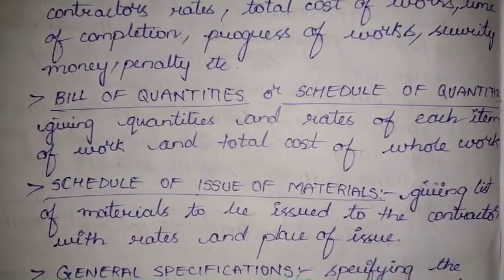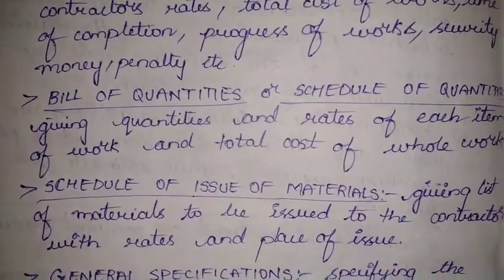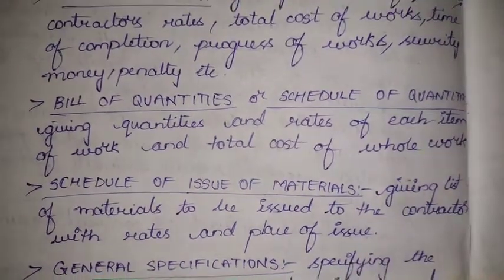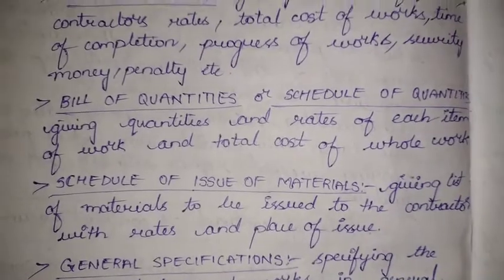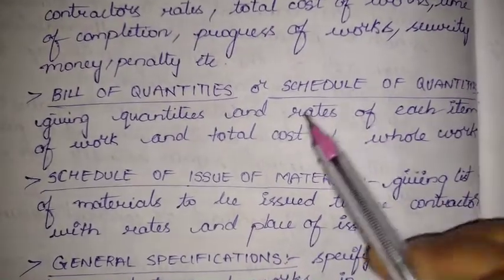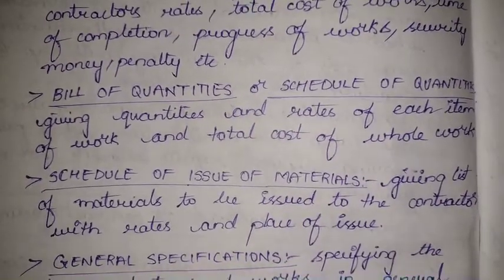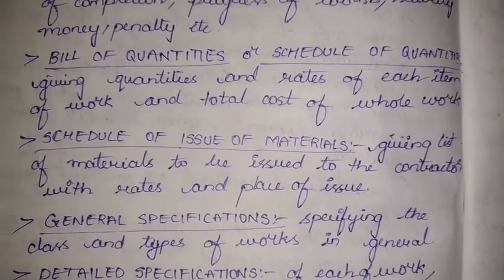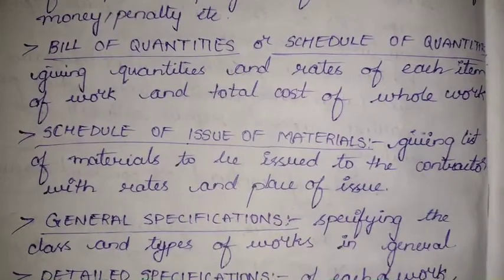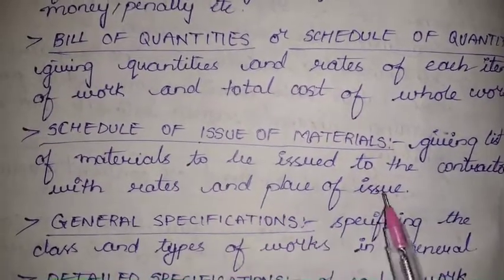If a work includes several steps, and we evaluate the cost of all the steps individually and sum all the values, we get the total cost of the work. Next, we have the schedule of issue of materials. That is a list of materials to be issued to the contractor, with rates and place of issue.